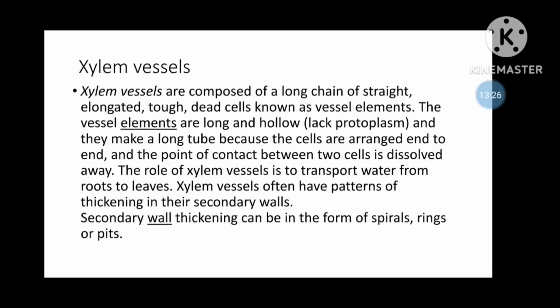And it also makes a long tube because the cells are arranged end to end. Means the end of one cell is attached with the end of the other cell and makes a tube-like structure by dissolving the partition. This tube-like structure is mainly involved in the transportation of water from the root to the leaves. Right?